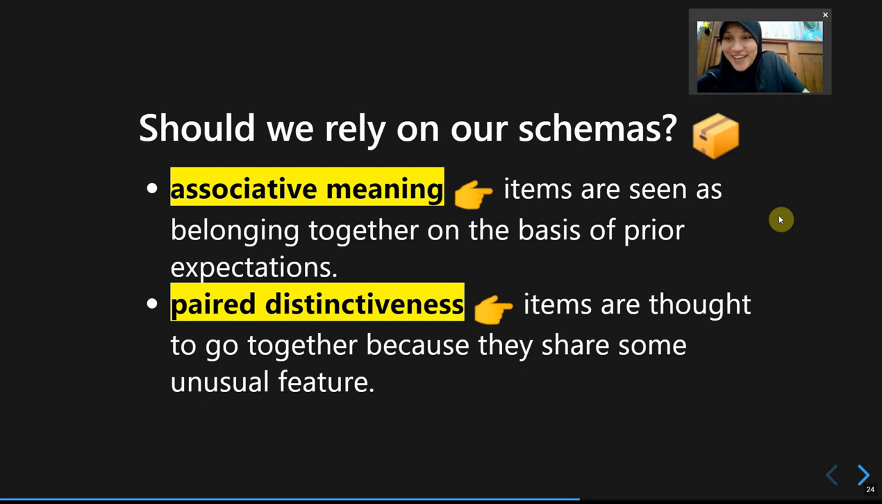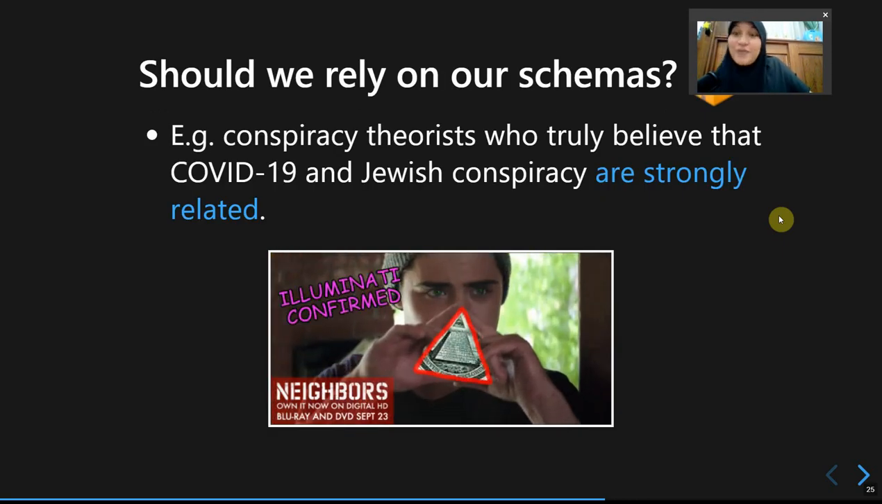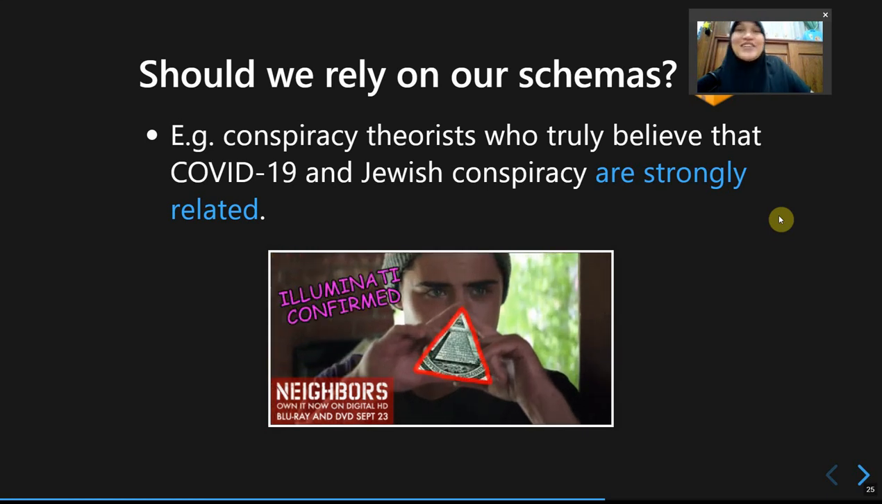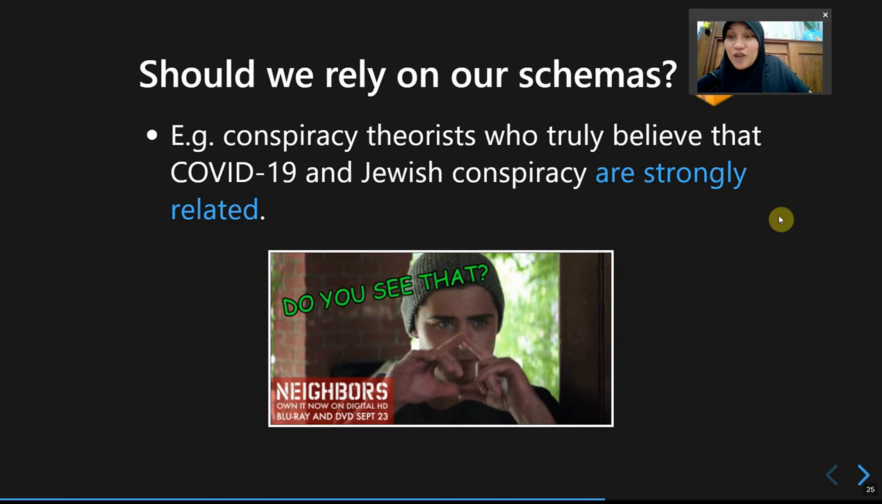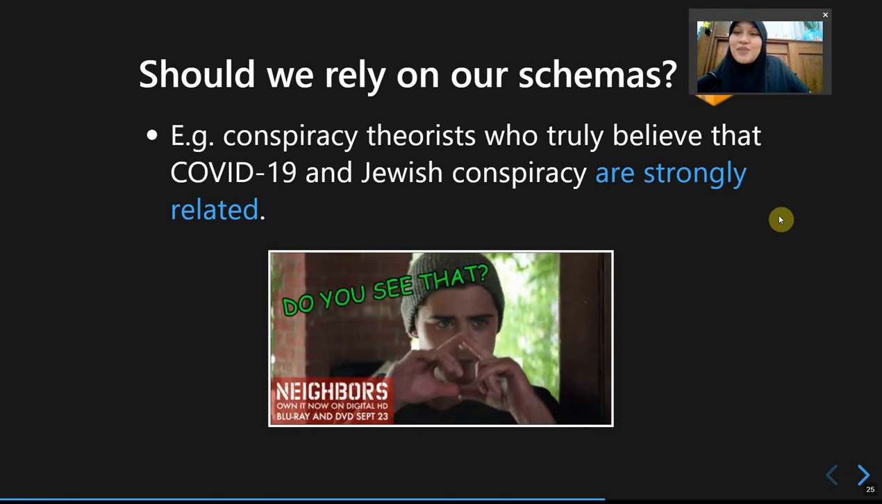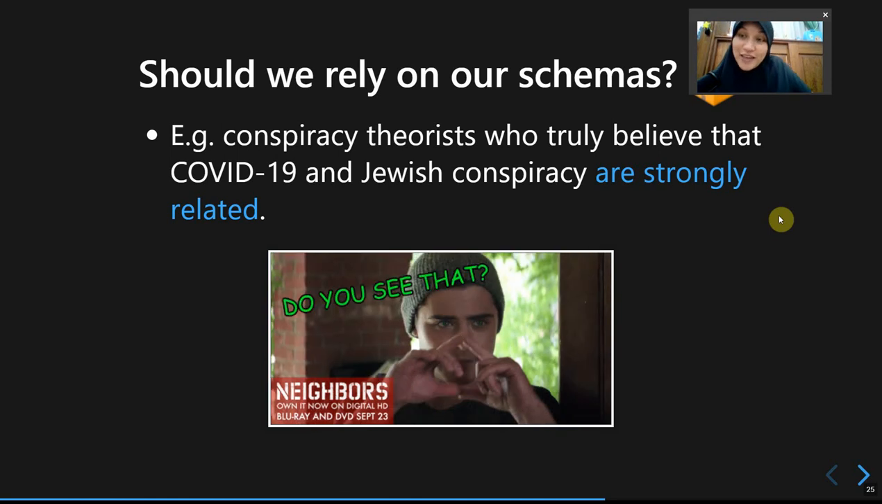Or, yeah, we tend to see two events or two items or two stimuli as having correlation because they share some unusual feature. For example, those who believe a conspiracy theory. I'm very passionate about discussing conspiracy belief because this is one of my research interests. I do research and ask people why they believe a conspiracy theory and how it impacts their daily lives.